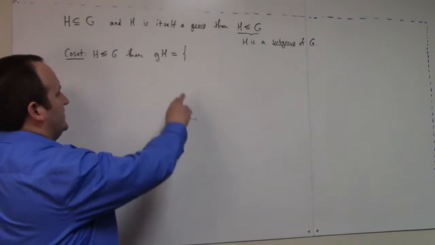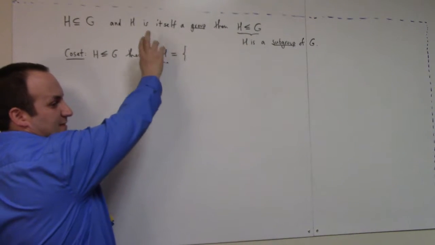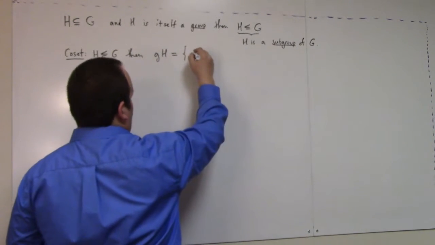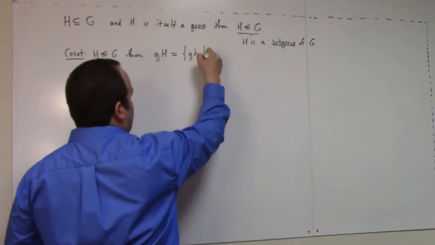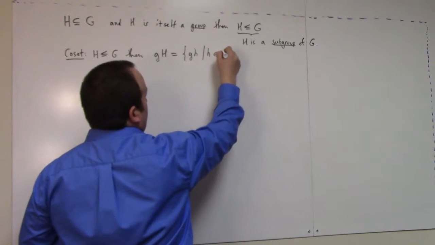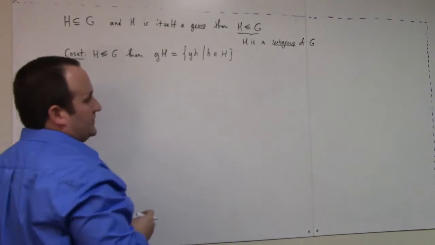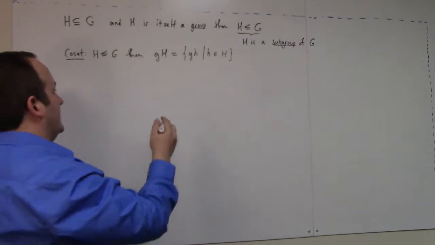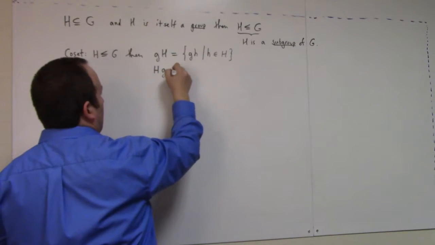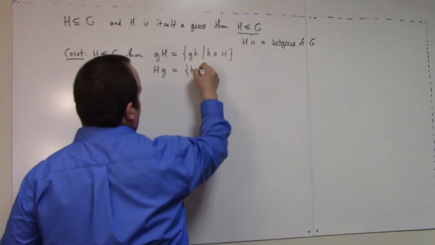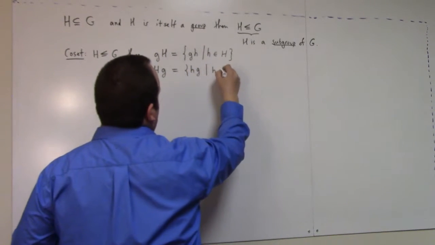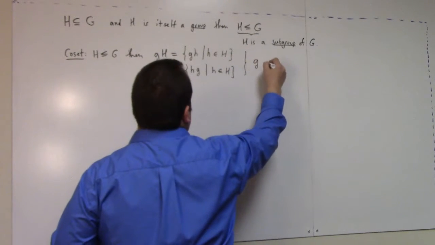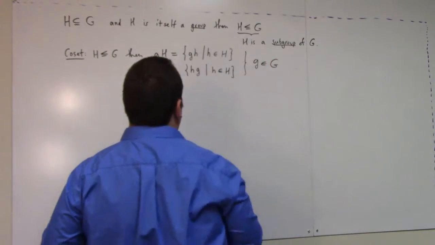What I mean here is g times H. What that means is we just multiply everything in H by g, element-wise, and small g is just an element of big G. So this would be gh such that h is an element of big H. This is the so-called left coset of H. Now you can also talk about right cosets. And yes, here g is some fixed element of the group.